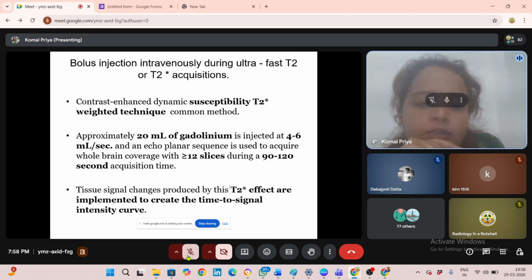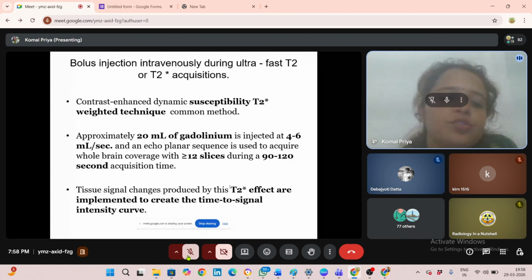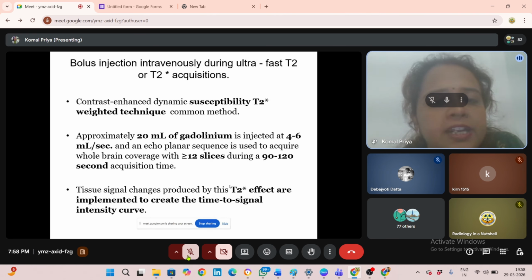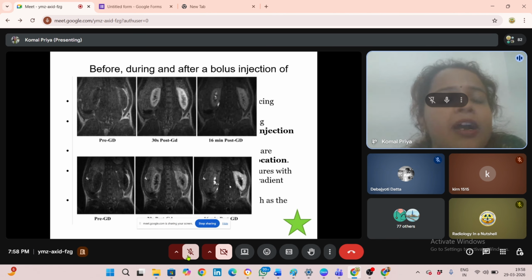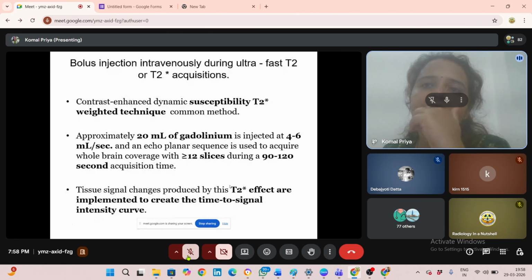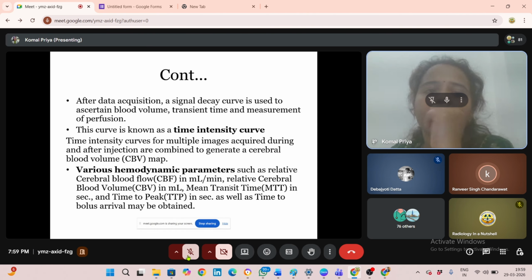Okay, so tissue signal changes will be appearing on T2 star effect, and that will be creating your time intensity curve. I have already explained according to the time how the contrast was appearing, how the intensity was seen. That curve will be generated, known as your time intensity curve.